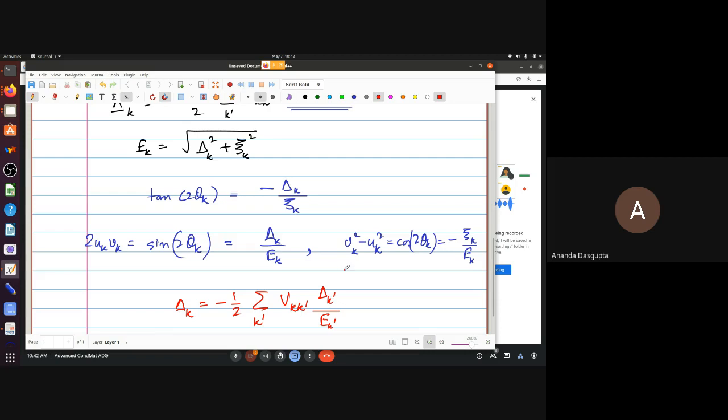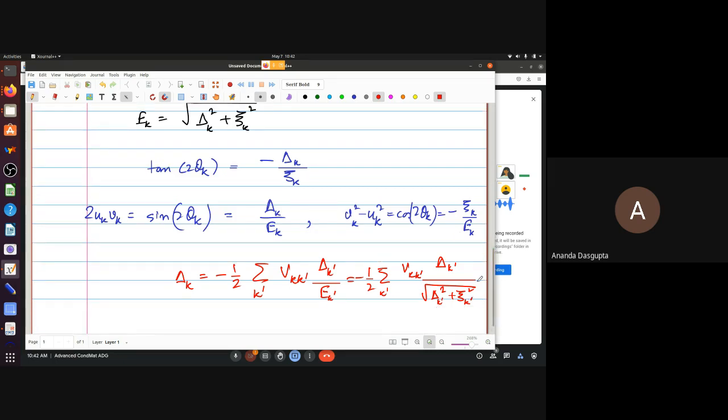Or you can write this down more explicitly in terms of known quantities in this form. Sum over k prime V_kk' delta k prime by square root of delta k prime square plus xi k prime square. Okay, so this is our basic equation for delta k.